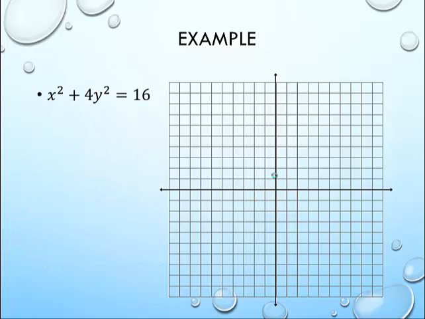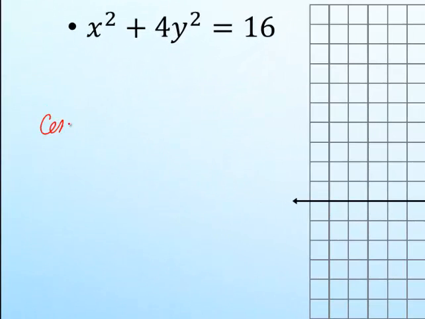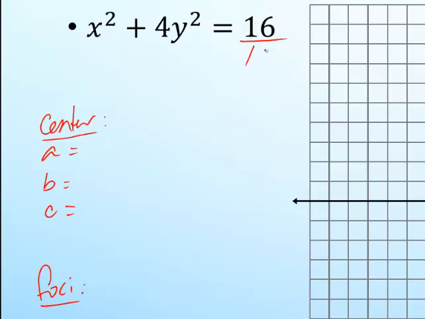Next example, we need to find our center, a, b, and c, and our foci. Okay. Now, what does the equation of our ellipse always need to equal? It always needs to equal 1. So in order to get this to equal 1, we're going to divide everything by 16. So our new equation is going to be x squared divided by 16 plus y squared divided by 4, because 4 over 16 reduces to 1/4, and then equals 1, because 16 divided by 16 is 1.